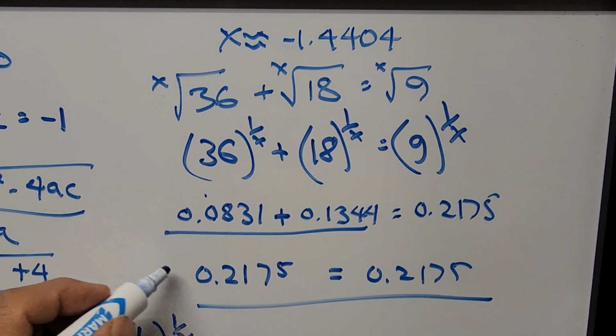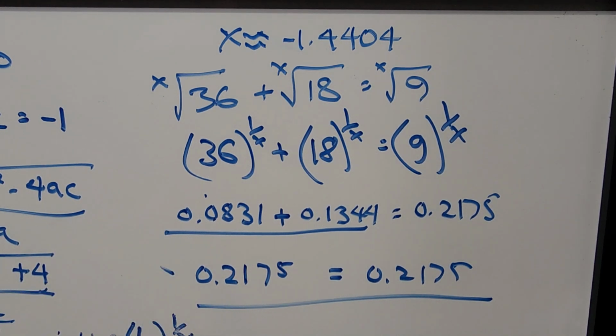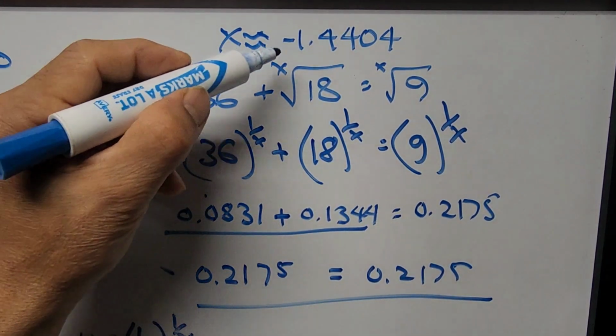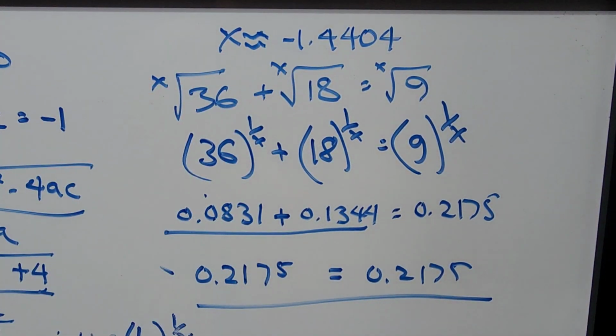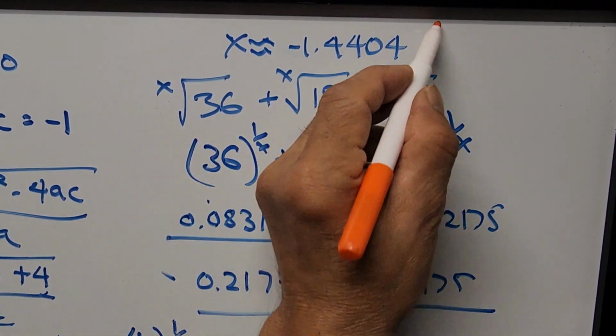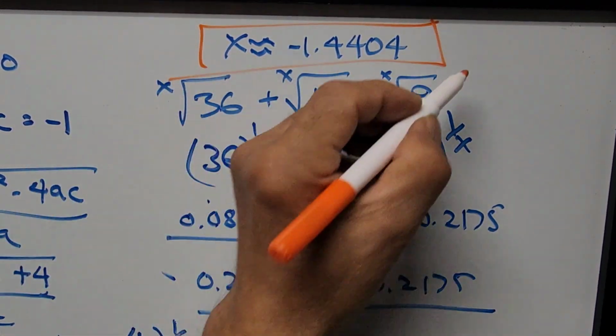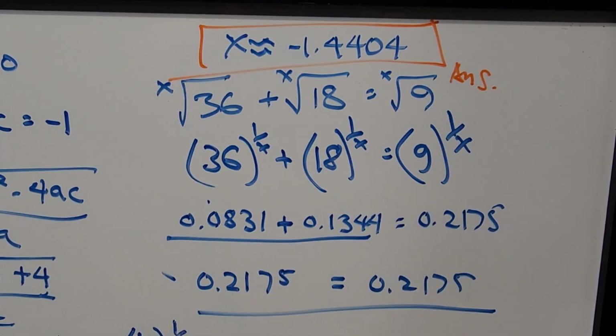So this confirms our value of x that we have found is correct. x is equal to negative 1.4404 approximately. So this is now our final answer. And so that's how we did it in this equation.